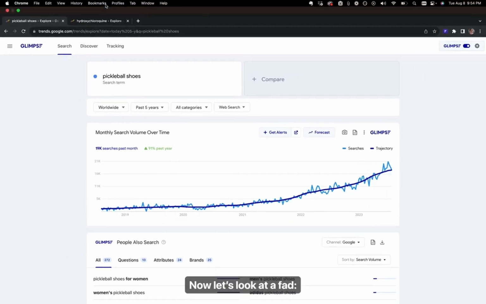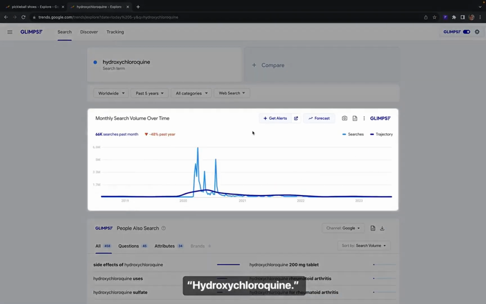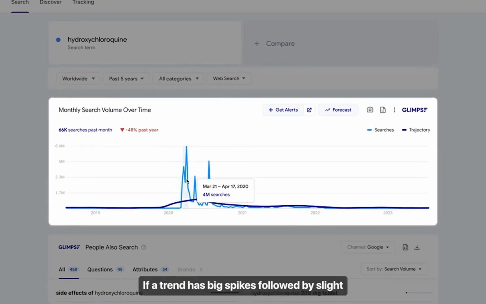Now let's look at a fad: hydroxychloroquine. If a trend has big spikes followed by slight declines, and they're not because of seasonality, then it often means that trend grew because of viral stunts or media mentions, which are not nearly as sustainable and more likely indicate it'll be a fad than a long-term trend.